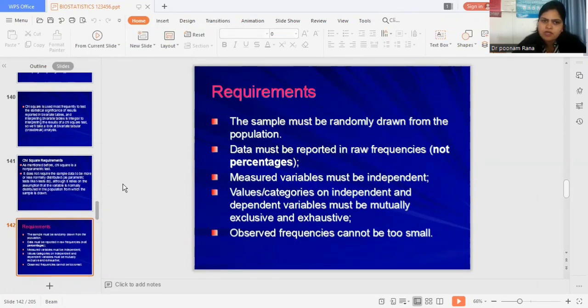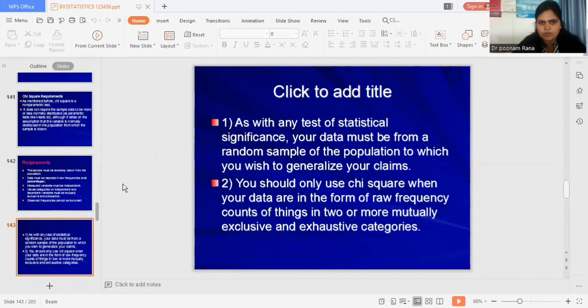What are the requirements of the chi-square test? The sample must be randomly drawn from the population. Data must be reported in raw frequency, not in percentage. Measured variables must be independent. Value categories on independent or dependent variables must be mutually exclusive and exhaustive. Observed frequency cannot be too small.